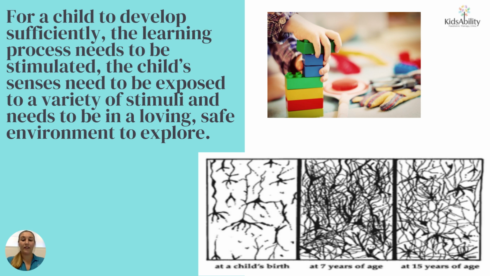So now we're talking about child development, and for a child to develop sufficiently, the learning process needs to be stimulated. The child's senses need to be exposed to a variety of stimuli and needs to be in a loving, safe environment to explore. And we know that all skills and functions that occur happen as a result of our central nervous system and the processes and the way we respond to that information.